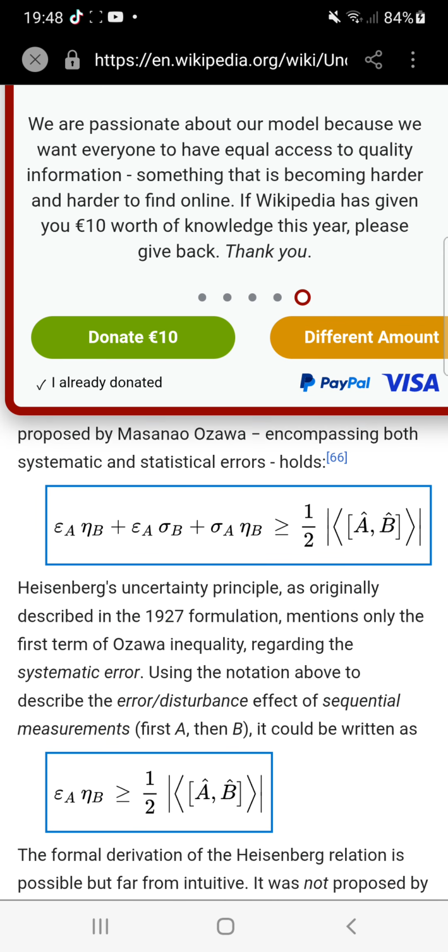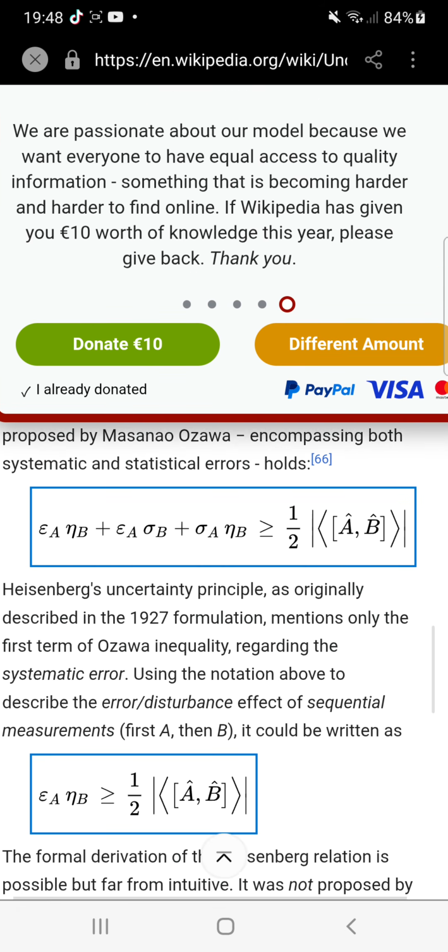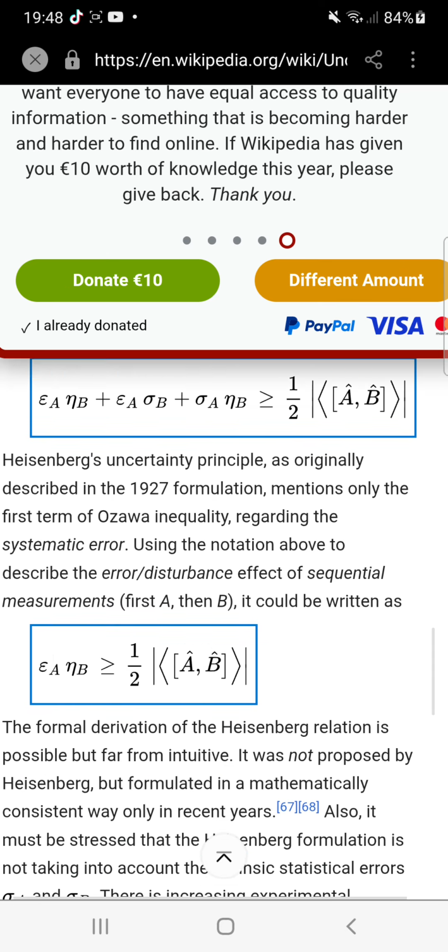Epsilon A eta B plus epsilon A sigma B plus sigma A eta B greater or equal half the absolute value of the expectation of the commutator of A and B.